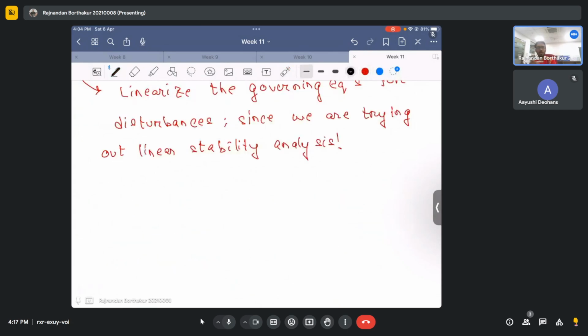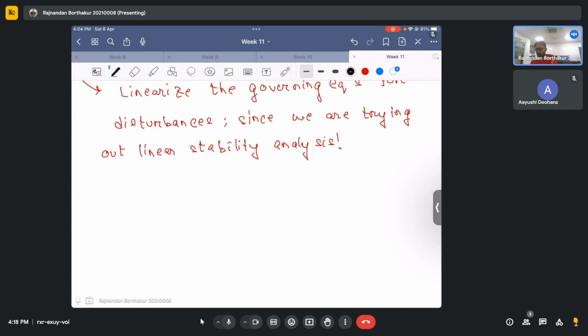So once we do the subtraction, let's say we subtract the total x momentum equation minus the x momentum equation from the base flow, and we don't have any x momentum equation in the base flow, which means the total momentum equation is the equation that governs the perturbations as well.